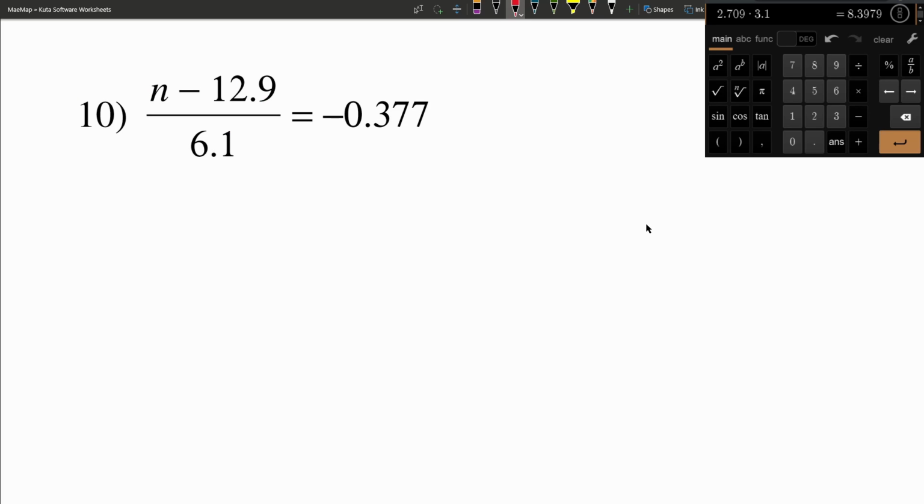Number 10, same concept. Think about those parentheses in our numerator. So we're going to start by getting rid of our denominator of 6.1. And we do that by multiplying both sides.